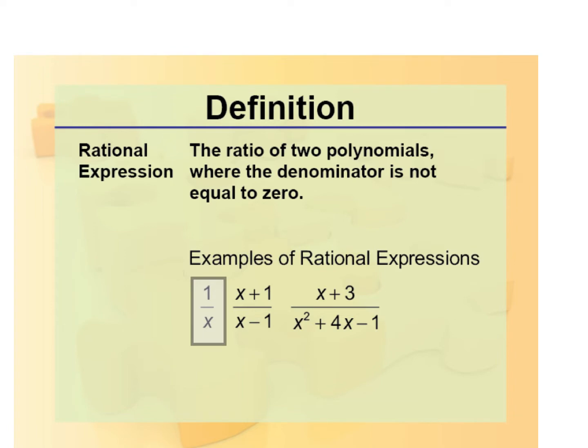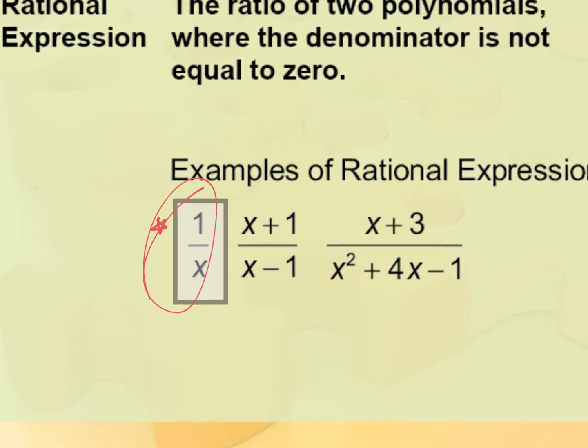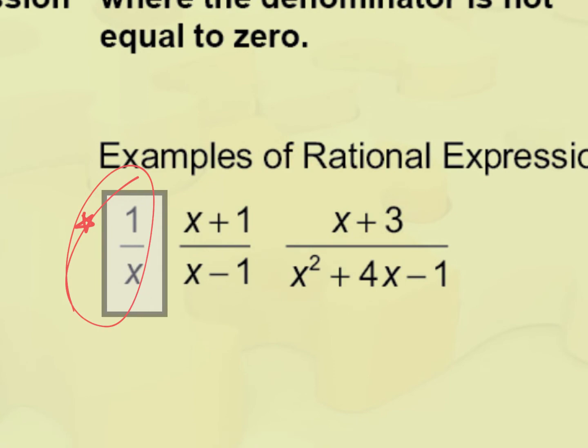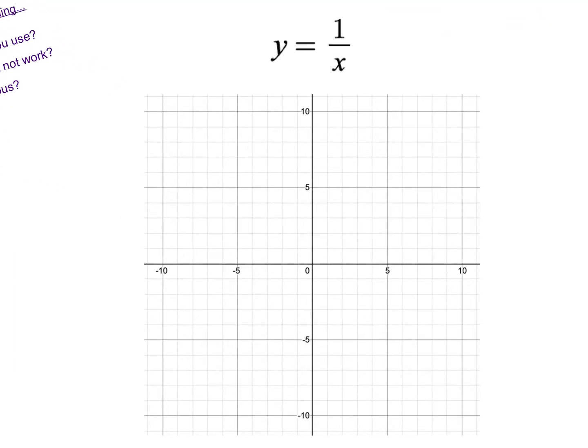So remember guys, a rational expression is a ratio of two polynomials. We talked about these as rational expressions or algebraic fractions. So a couple examples of each rational expression here. We could just have a simple one, 1 over x, which we're going to be working with a ton today. Or we could add or subtract from that x, or even have a quadratic on the denominator. So we're going to start by graphing this parent function y = 1/x.